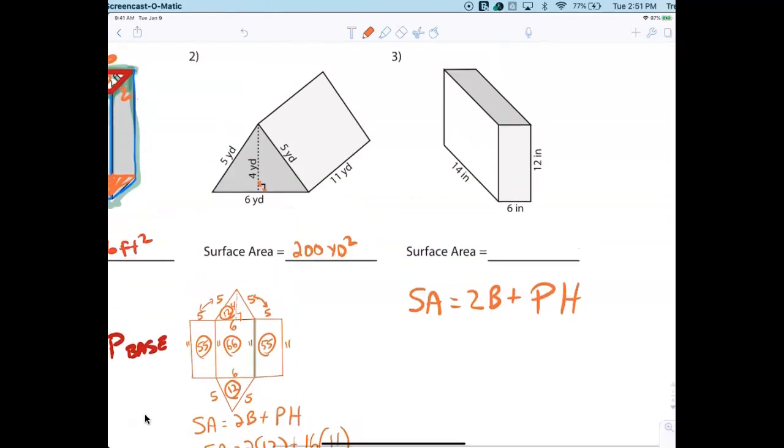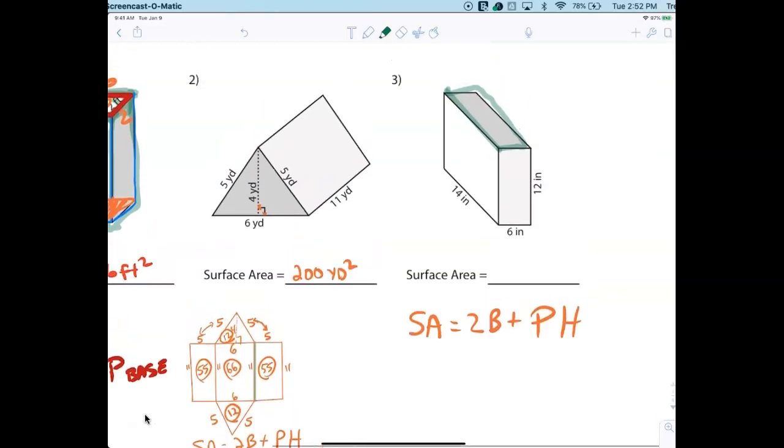Now, does it really matter what I choose for the base on this rectangular prism? Some of my kids in one class wanted to do this right here. But I think because it's a rectangular prism, the easiest thing to do would be to call this the base. Does it matter how you do it? It's going to be the same answer because you're calculating simply the area of all the sides. Everybody agree with that?